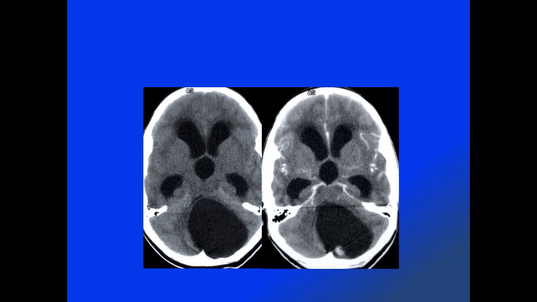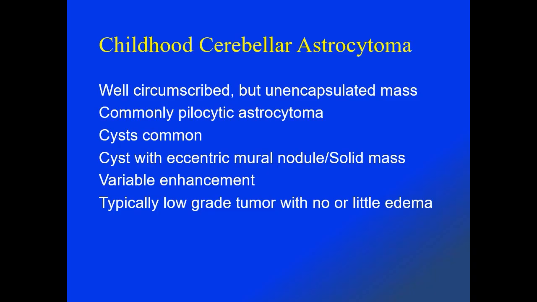These images demonstrate a predominantly cystic mass within the left cerebellar hemisphere with an enhancing mural nodule, associated with prominent non-communicating obstructive hydrocephalus in a child. It's an example of a cerebellar astrocytoma. It is a well circumscribed but unencapsulated mass, commonly of pilocytic variety. Cysts are common with an enhancing mural nodule of variable degree of enhancement, and it is typically a low-grade tumor with no or little edema.